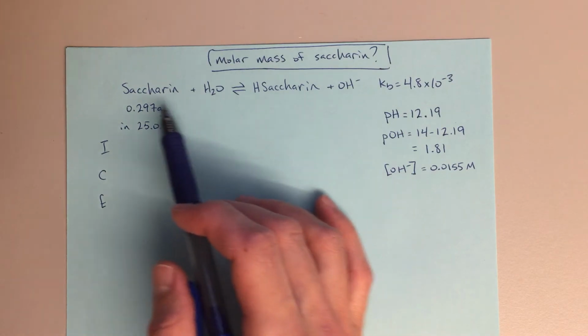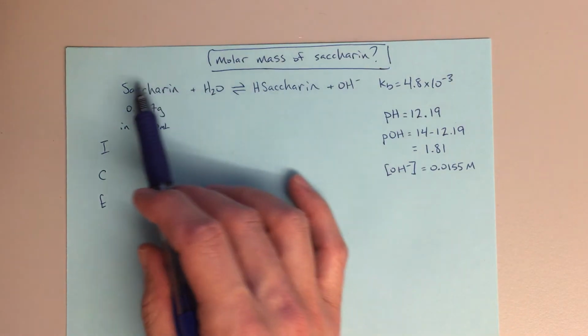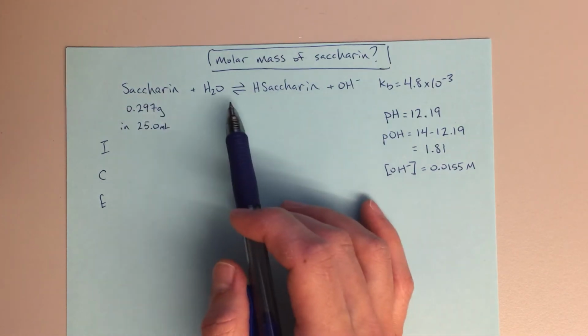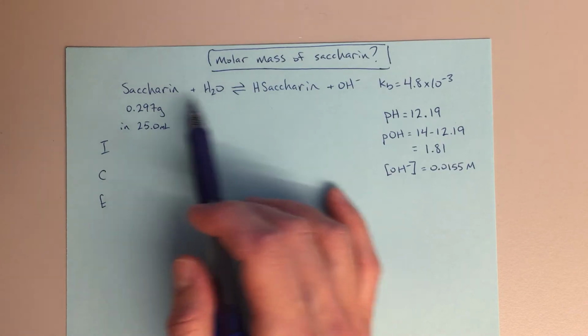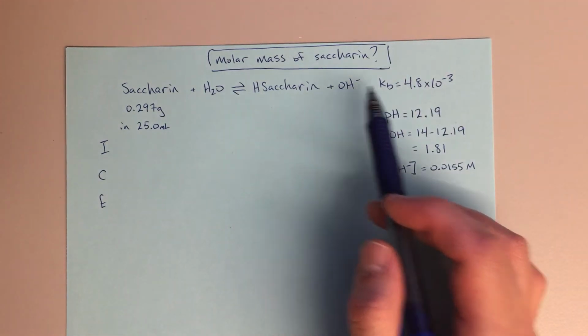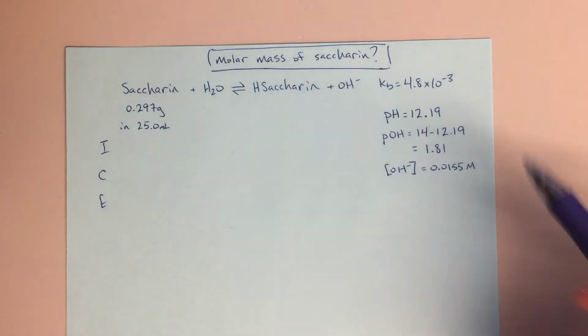As I was walking around, I did not see every single person with this equation, and you really do need to start with this. So that's going to be the general form of Kb, with the OH minus. That's going to be a really important key as we move forward.